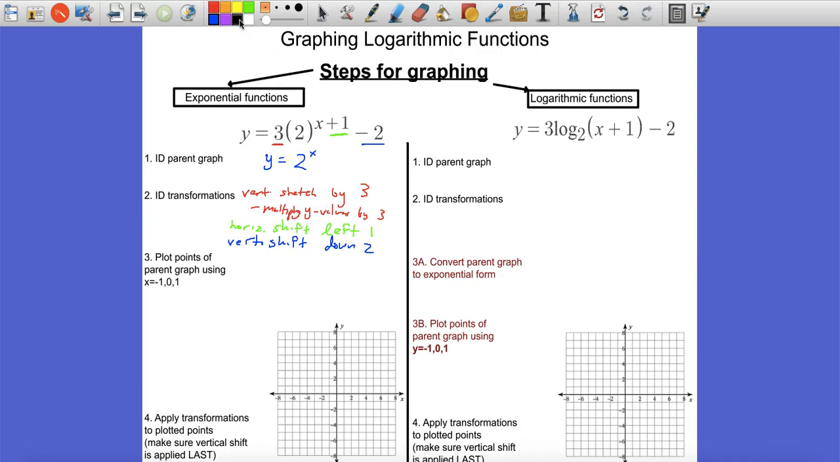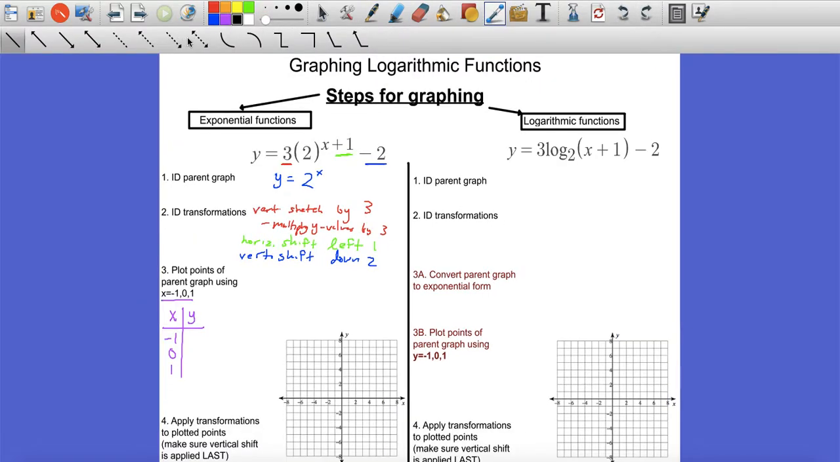And now we plot the points of the parent function. We plot them using the points x equals -1, 0, and 1. So make an xy chart using the points -1, 0, and 1, remembering that we have a horizontal asymptote.